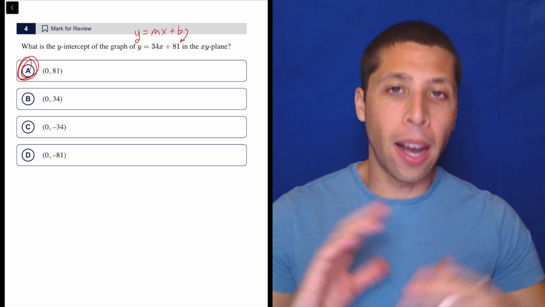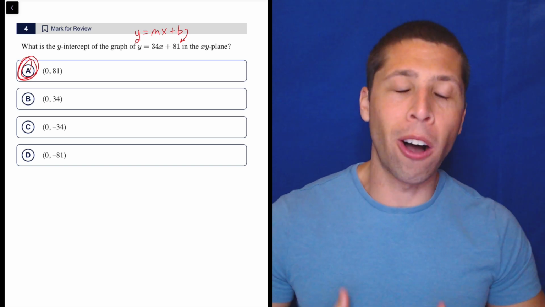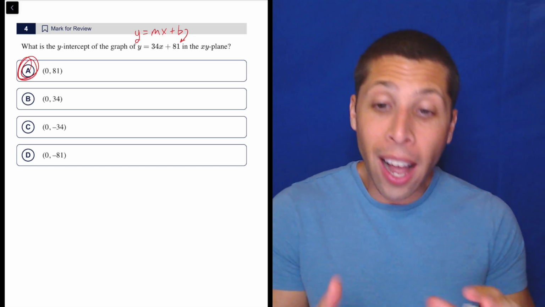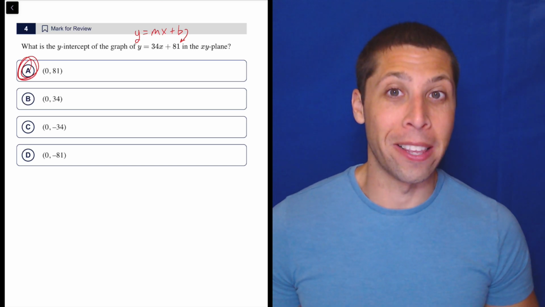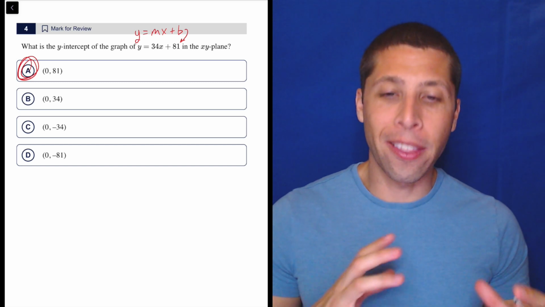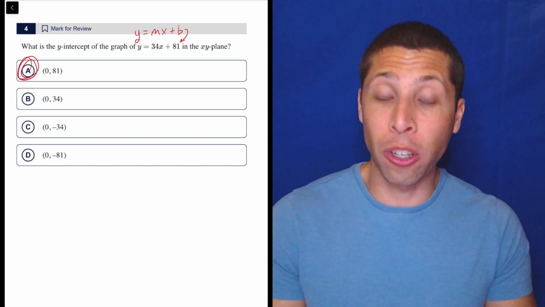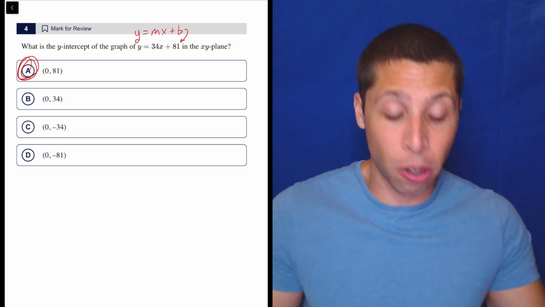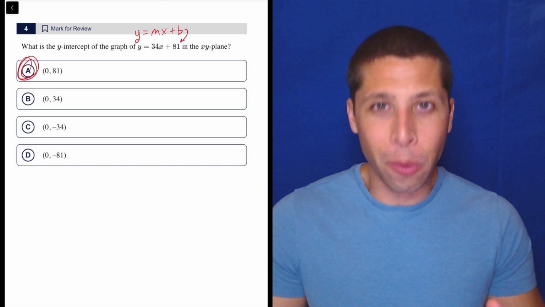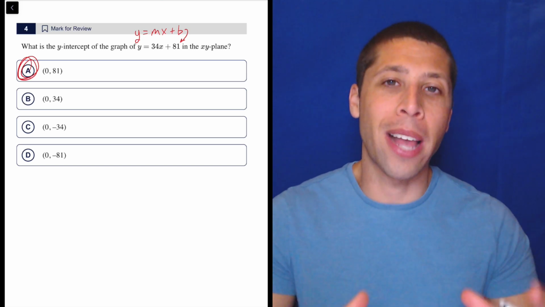But I do want to warn you that on harder questions on the SAT, they are going to give you equations that kind of look like y equals mx plus b, that maybe are similar, but not quite the same. And they will hope that you make the same assumption that we did here. And in this case, the assumption is correct. The number at the end is the y-intercept. But in other equations, it might be jumbled in some way where that doesn't quite work.